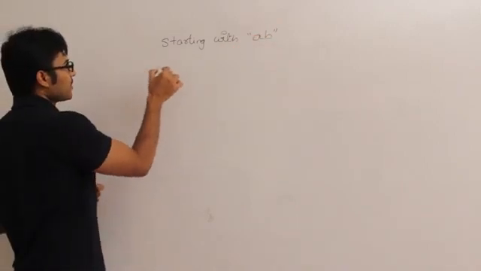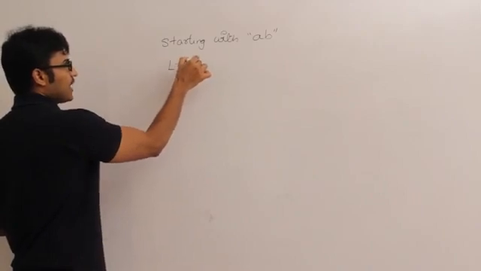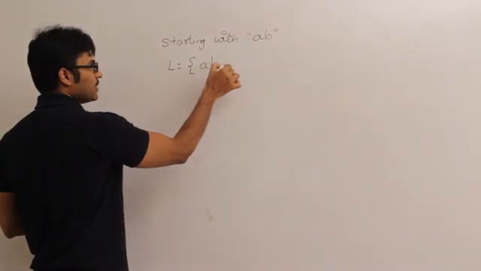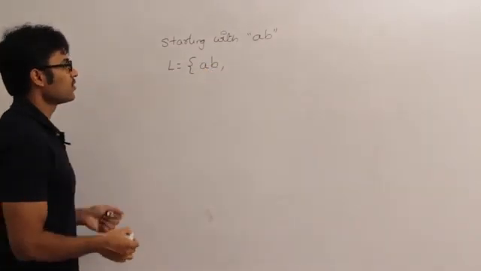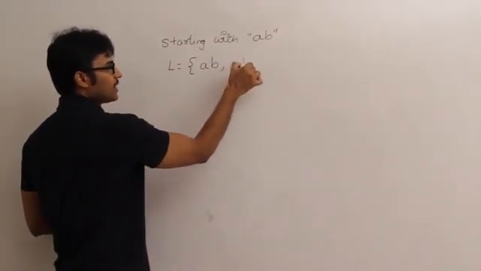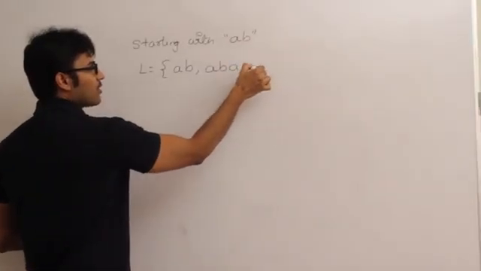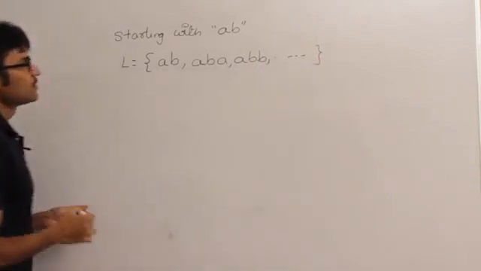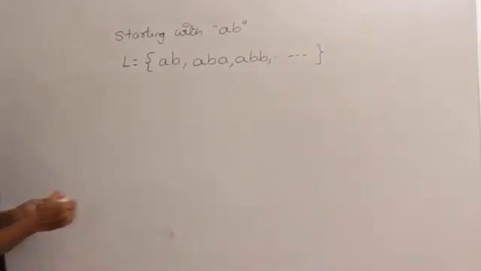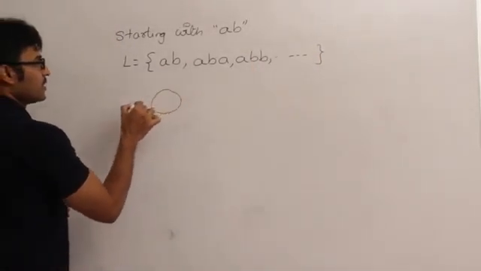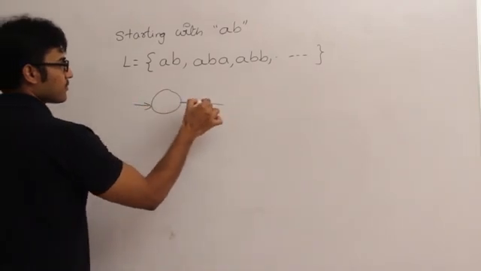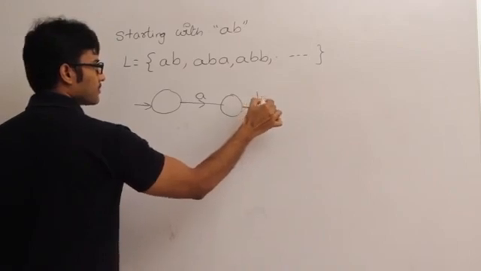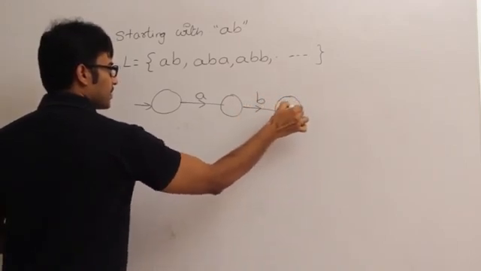So always remember, first thing is you have to identify the language. The language is nothing but it has to start with AB. AB is the smallest string which is going to start with AB, and then ABA or ABB, and so on. Right? So the smallest string is AB. First draw the skeleton for the smallest string: A, B, and now we accept it.